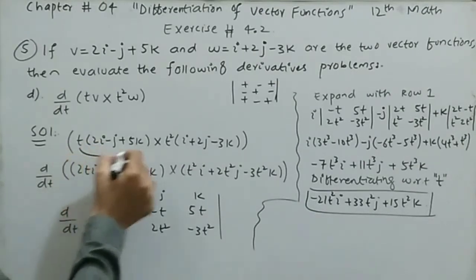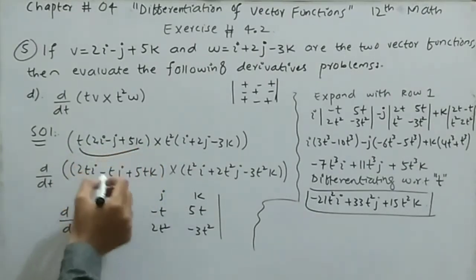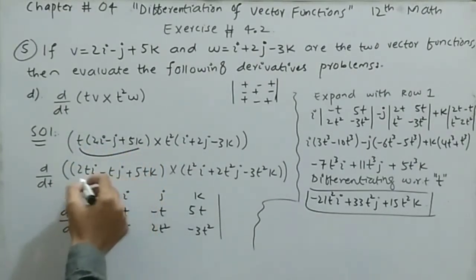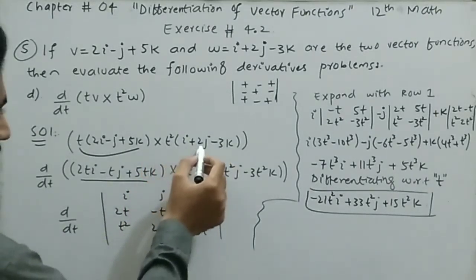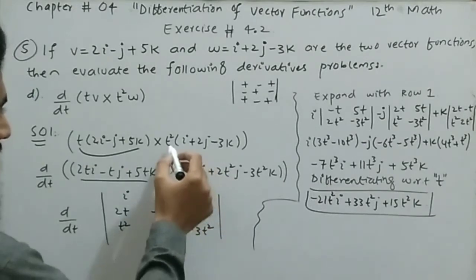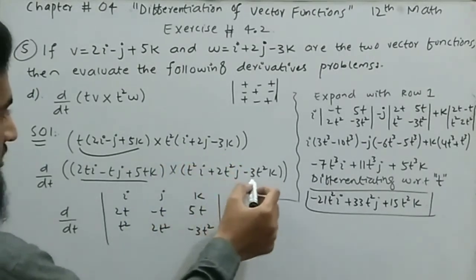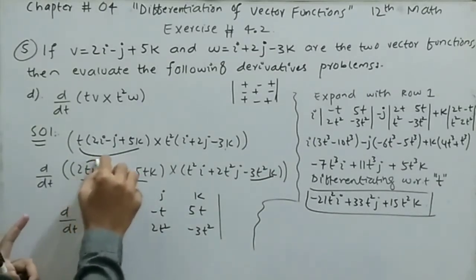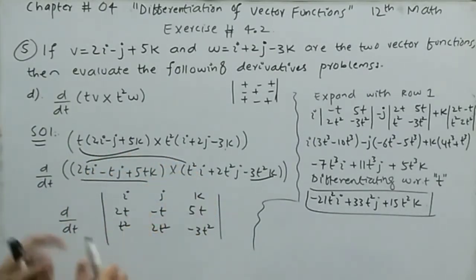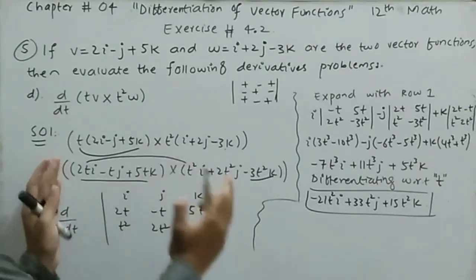Now multiply t with each and every term, it becomes 2ti minus tj and 5tk. After this multiply t squared with each and every term, it becomes t squared i, t squared into 2j gives us 2t squared j, and t squared multiplied by minus 3k gives us minus 3t squared k. Now remember, in a dot product we multiply the same components' coefficients directly, but over here in the cross product we will use the determinant rule.